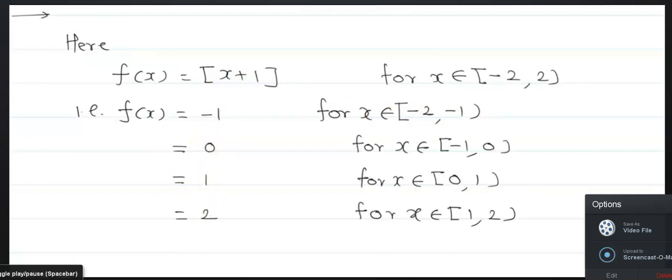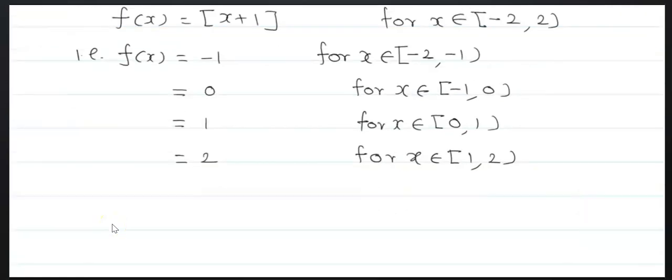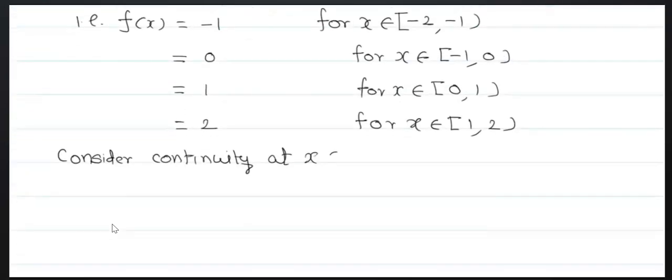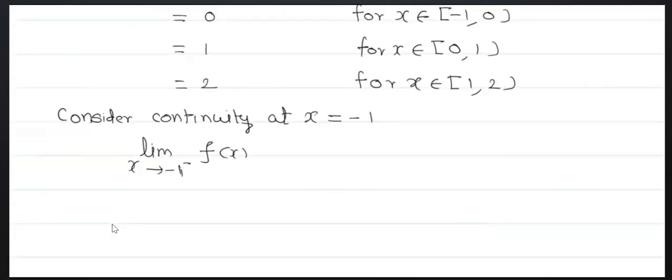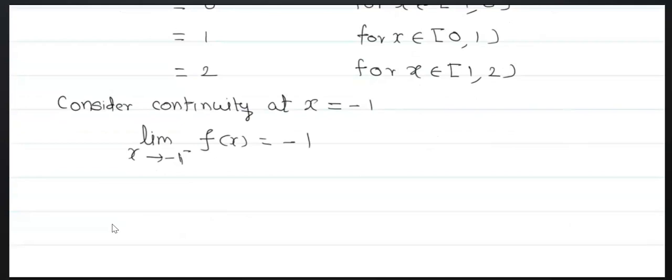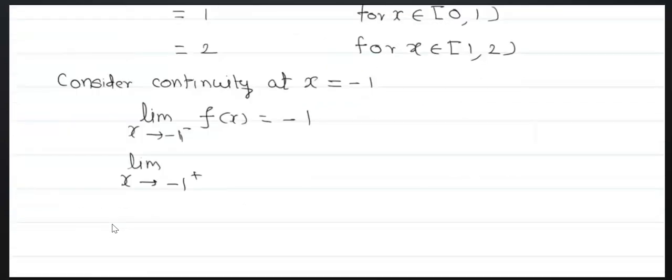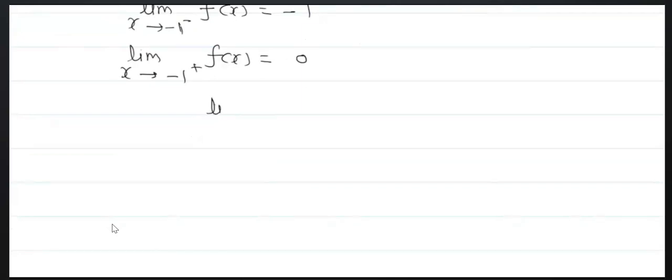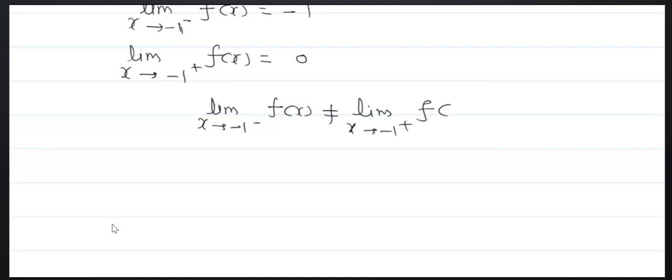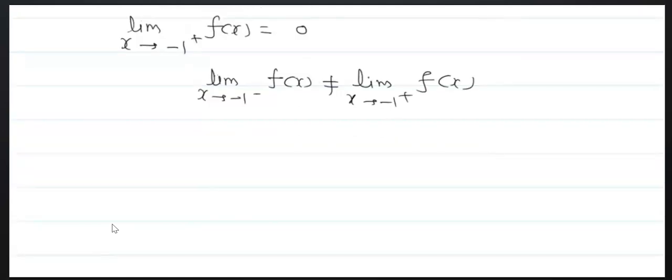Now see this next here. We'll take the left hand side limit and right hand side limit. Consider the continuity at x equals minus 1. Limit x tends to minus 1 of f of x, that is minus 1. Left hand side, right hand side, both are not equal. Therefore, the given function is not continuous at minus 1.